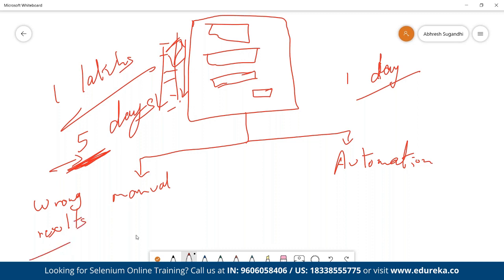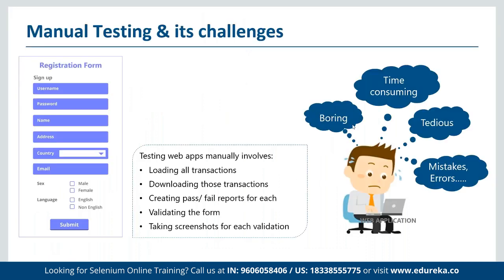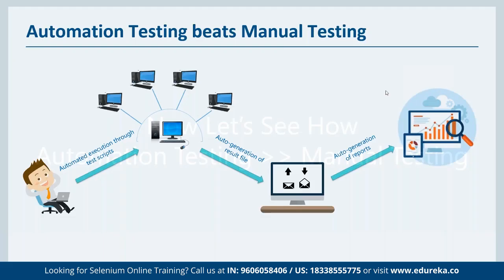Why is this happening? Because of boringness and tediousness. Correct? Boringness and tediousness lead to mistakes. And since it is going to take up 5 days, why is there a need to do it through manual transactions? That's the reason we need to prefer going ahead with the automation process.